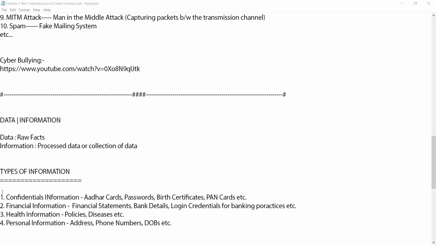The next type of information is called financial information, and that type of information is completely about money, just like financial statements, bank details, login credentials, as well as bank passwords. Okay, so these are all the details involved in financial information.